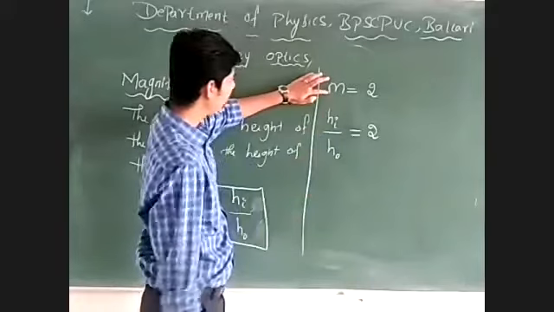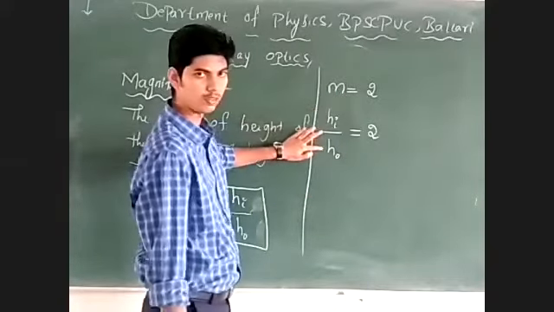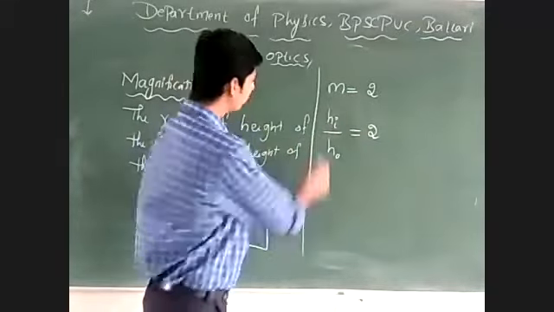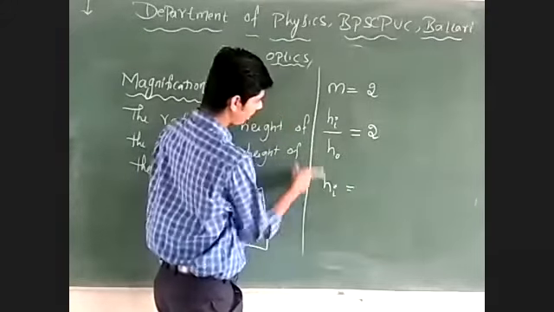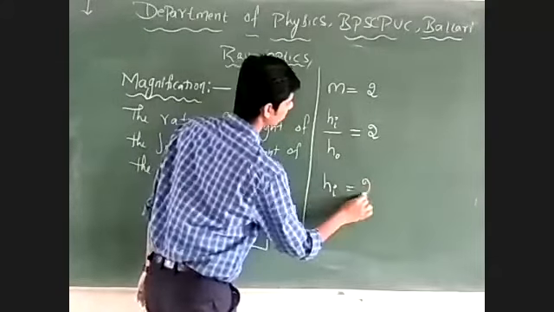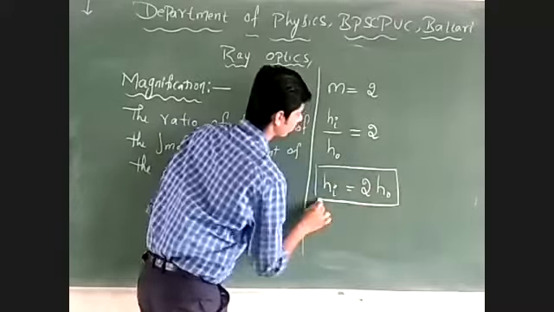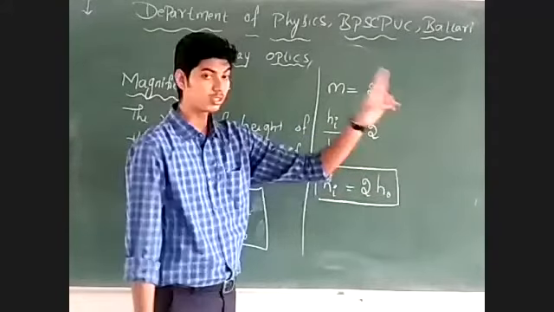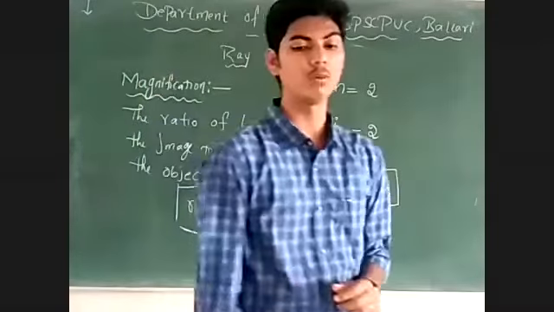So, magnification can be written as height of the image to the height of the object, and that is equal to 2. From this, I can write height of the image as 2 times height of the object. Height of the image is twice the height of the object.